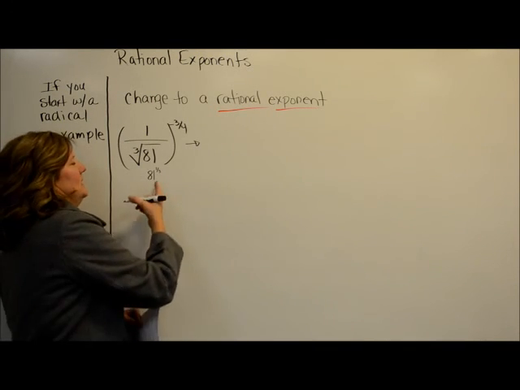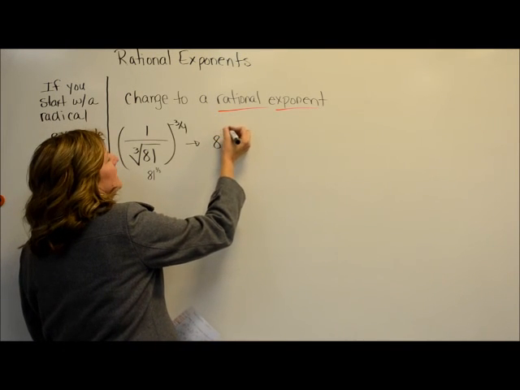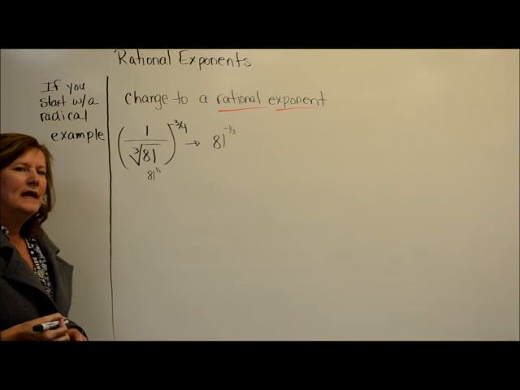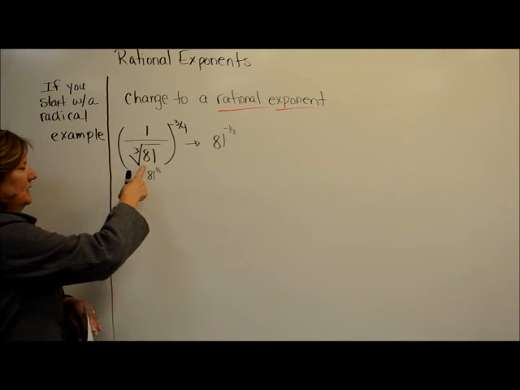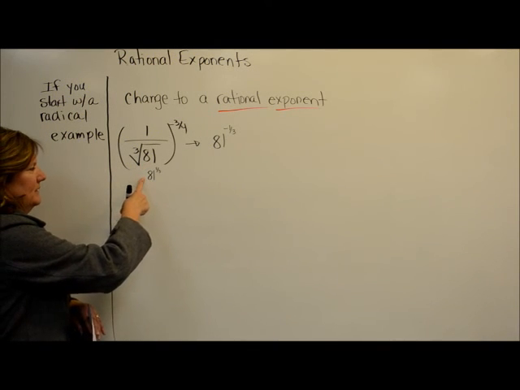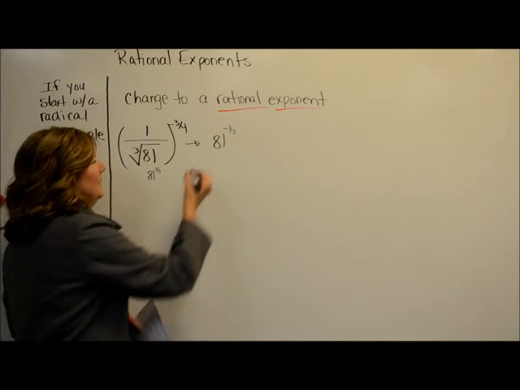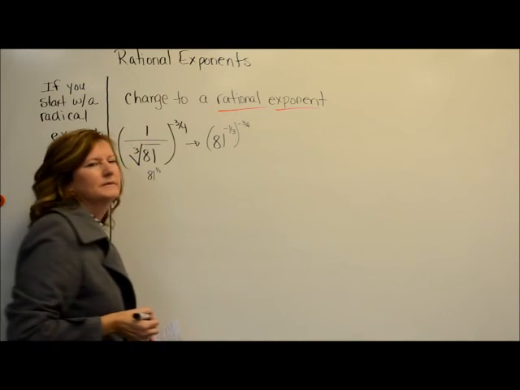So that means I'm going to rewrite it as 81 to the negative 1/3. Okay, 81 to the negative 1/3. So this is 81 to the 1/3, but it's in the denominator. I need to move it up to the numerator, so I have to go to a negative exponent. And then it's all raised to the negative 3/4.